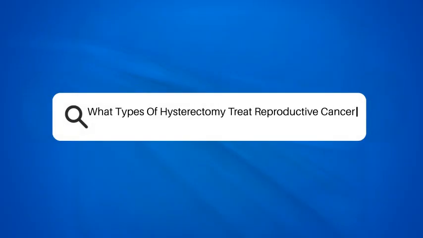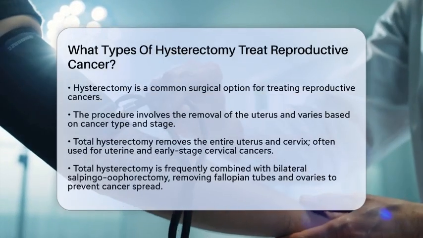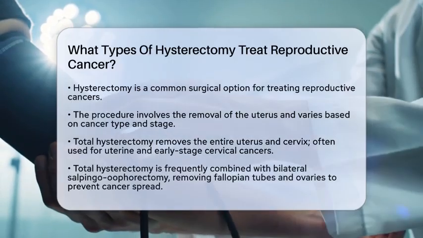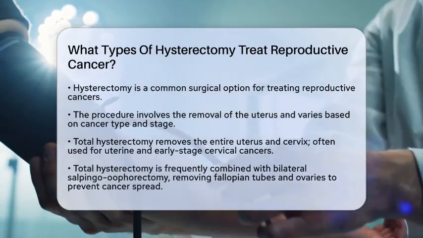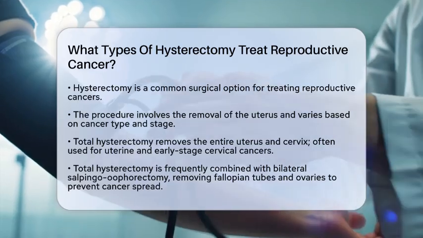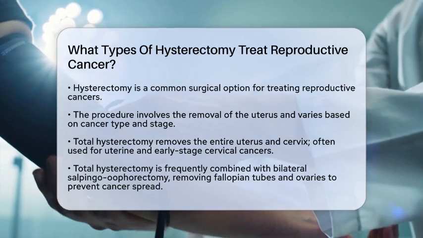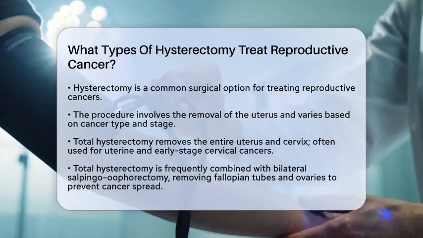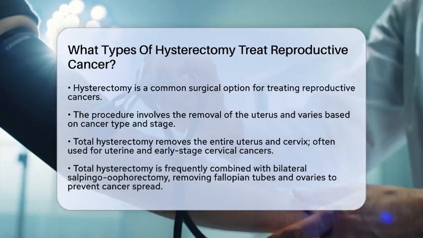What types of hysterectomy treat reproductive cancer? When it comes to treating reproductive cancers, hysterectomy is a common surgical option. This procedure involves the removal of the uterus and can vary based on the type and stage of cancer. Let's explore the different types of hysterectomies that are typically performed for reproductive cancers, including cervical cancer.